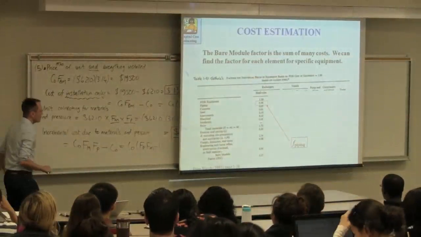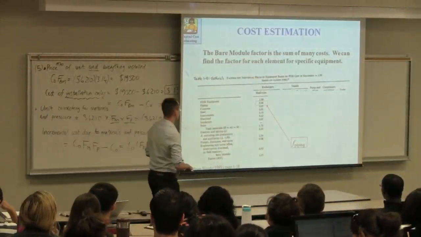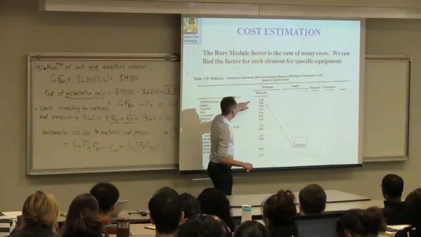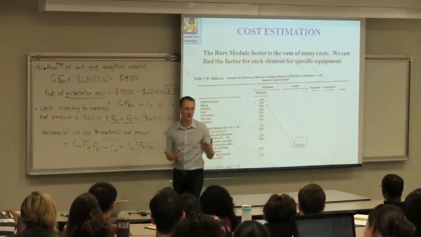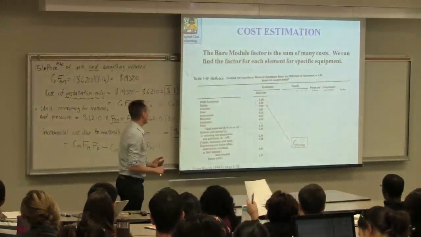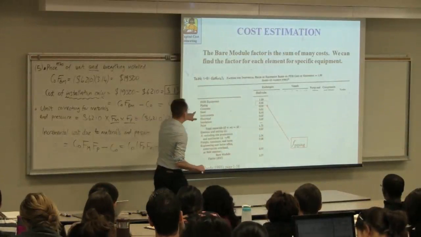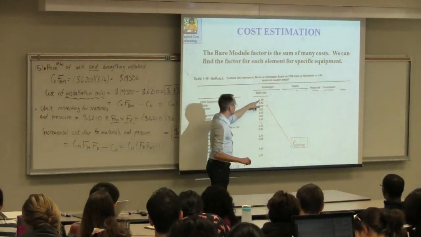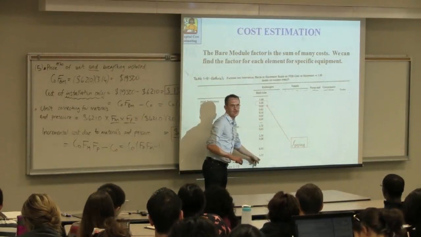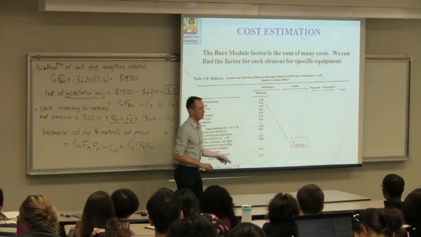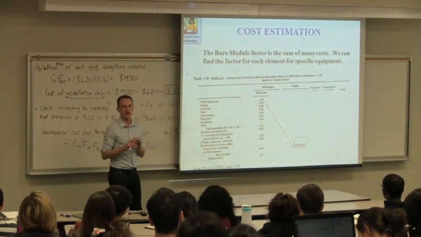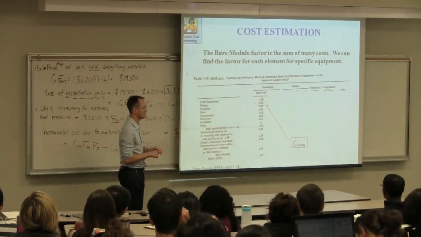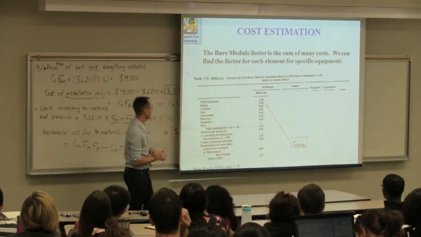Let's just take a look at where this bare module factor comes from. So here's an example where, imagine we bought a heat exchanger for $1. At the end, we're going to multiply that FOB price we're paying the vendor. We're going to multiply that $1 by a factor of 3.37 in this table. We've been using 3.14. This table comes from a different textbook. It's slightly different, but it's pretty close to the 3.14 that we've been using.